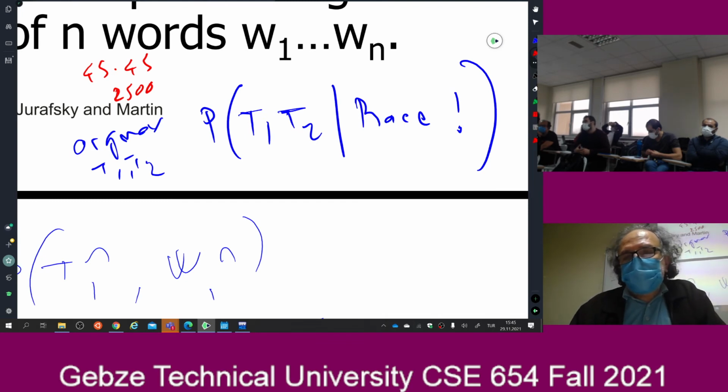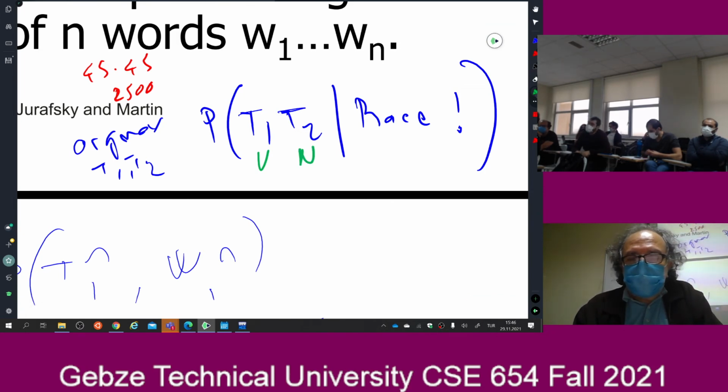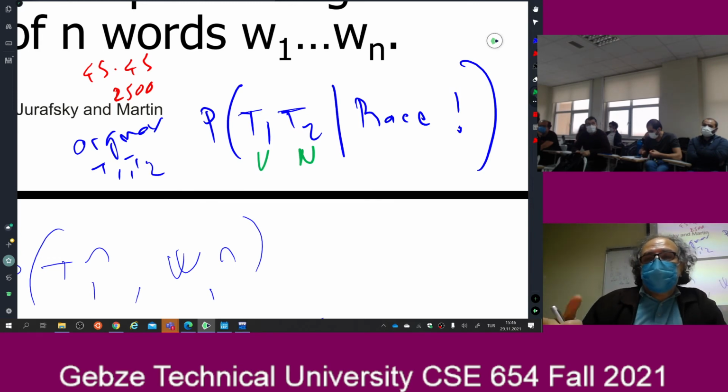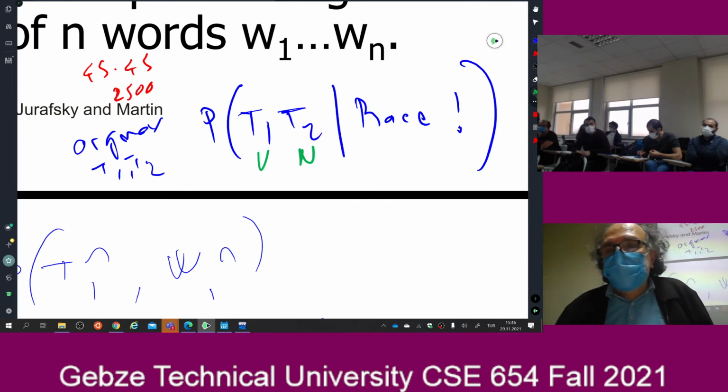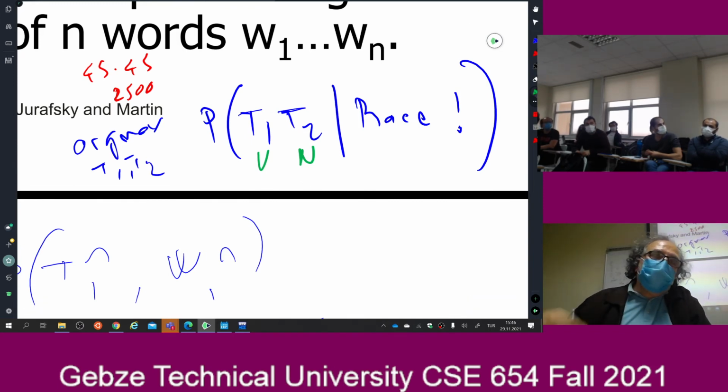But the thing is, how am I going to calculate this for a given case, for example verb and noun? I will have to go through all of my data set, find all the occurrences of "race?" and "race!", find all the assignments of V and N, and out of all these assignments, count how many times this has happened. But it looks like you are not going to find this in your data set. This is a very rare occurrence.